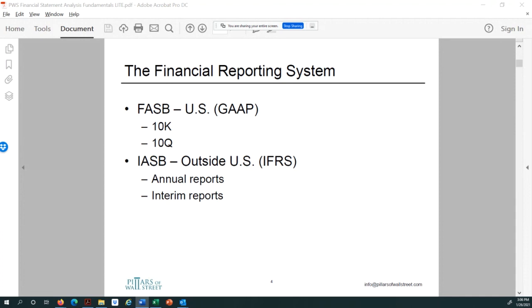At the end of their fiscal quarters 1, 2, and 3, and then at the end of fiscal quarter 4, well, that's when the 10K comes out. So technically, there's 3 10Qs and 1 10K every public company files each fiscal year.